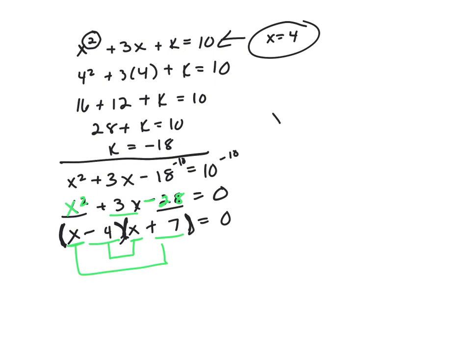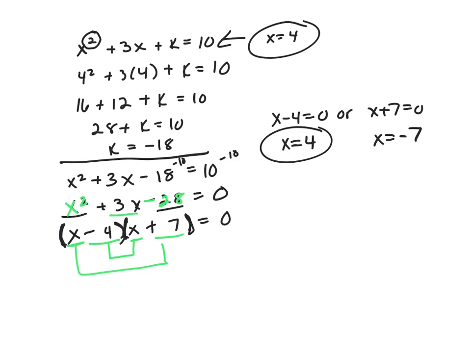The only way that can happen is if x minus 4 equals 0 or x plus 7 equals 0. And that gives me x equals 4 or x equals negative 7. And we already know 4 is a solution, so my other solution is negative 7.